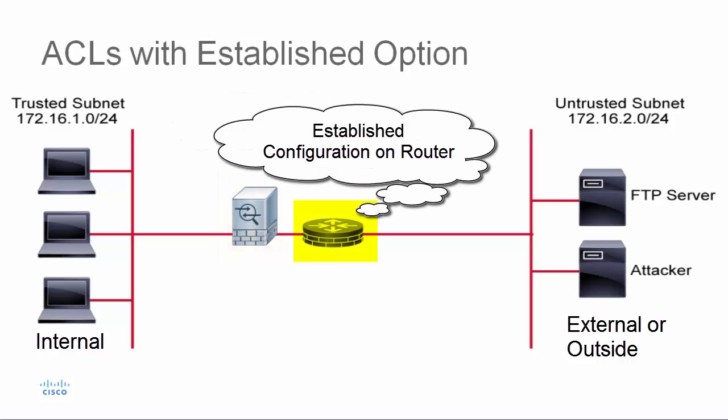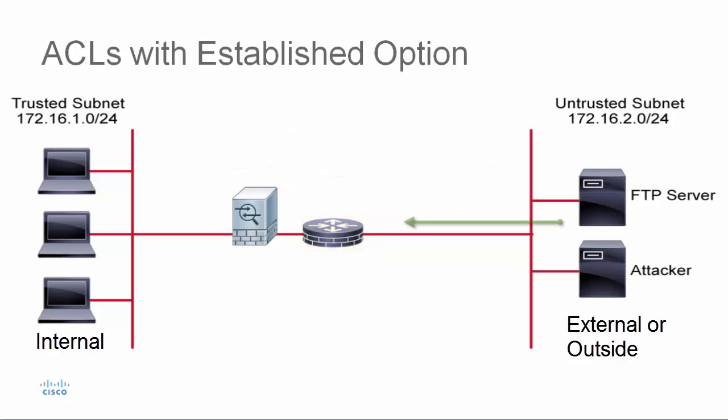Using the established configuration on a perimeter router can easily solve some of the issues with reconnaissance, such as someone trying to use ping or traceroute to discover the topology of your network. Any ping or traceroute traffic would be denied by the perimeter router, thereby preventing a potential leak of information about the network infrastructure.